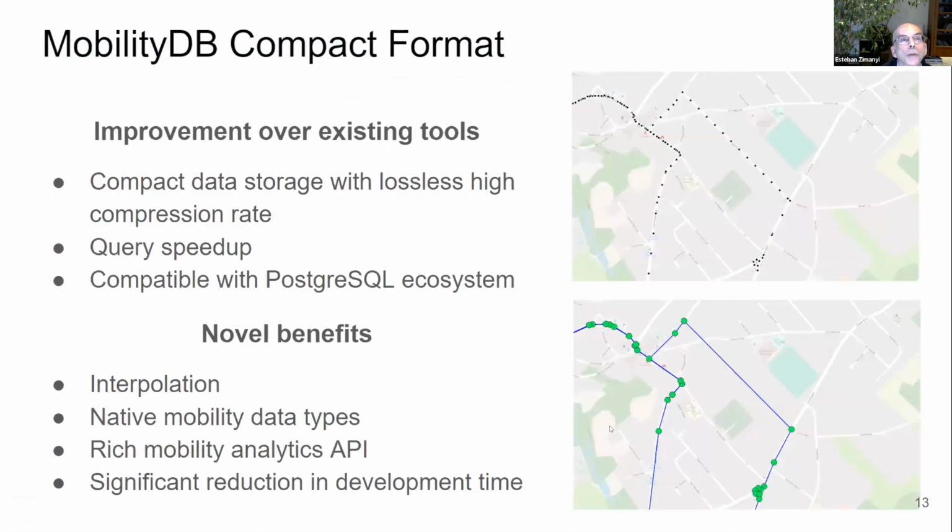So in essence, with MobilityDB we have a compact data storage with a lossless, high compression rate. Of course, this implies a query speed up, and it's compatible with the full Postgres SQL ecosystem. We also have interpolation, native mobility or time-based data types, and a lot of analytics. Wendell in the next talk will explore many of these functions. And of course, it means a huge reduction in development time. We will see an example in a couple of slides.